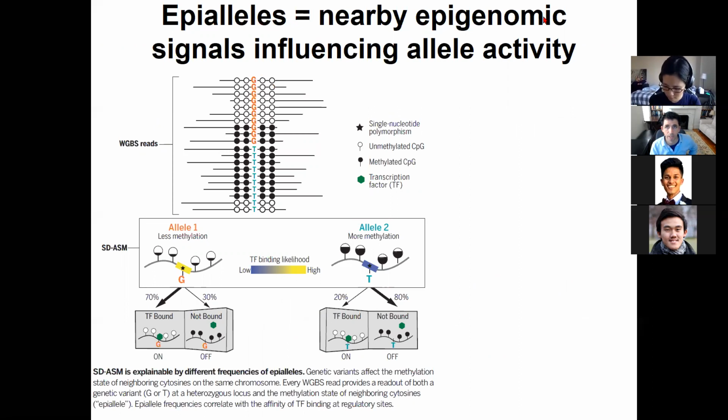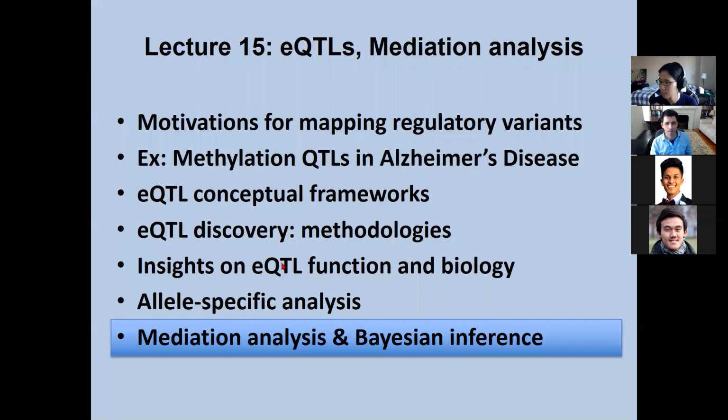You should also think about epi-alleles. These are nearby epigenomic signals that influence allelic activity. In the context of nearby methylation, a SNP might no longer exert the same effect. So these are known as epi-alleles: depending on whether you are methylated or unmethylated, you might or might not be able to observe the allelic effect.